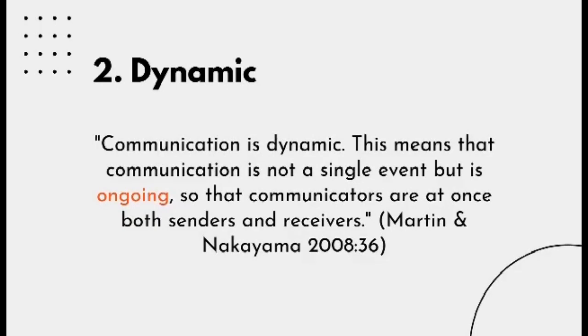Second is dynamic. According to Martin and Nakayama, communication is dynamic. This means that communication is not a single event but is ongoing, so that communicators are at once both senders and receivers. Communication is not fixed and is changing constantly.